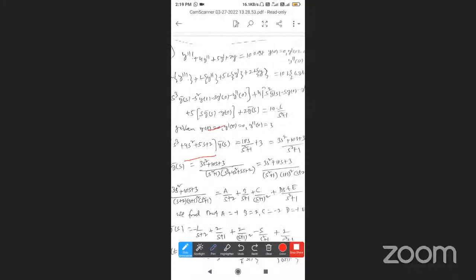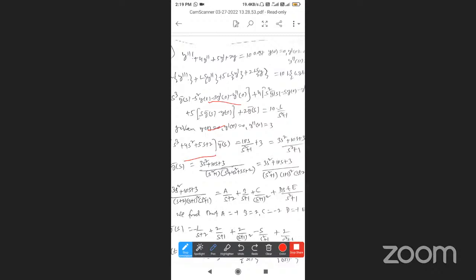Second derivative plus 4 into s square y bar of s minus s into y of 0, minus y dash of 0, plus 5 into s y bar of s minus y of 0, plus 2 into y bar of s is equal to 10 into Laplace transform of cos t. The formula for the Laplace transform of cos t is s by s square plus 1, and we put that on the right side, also 10 into it. Then we substitute the initial values and take the common factor.